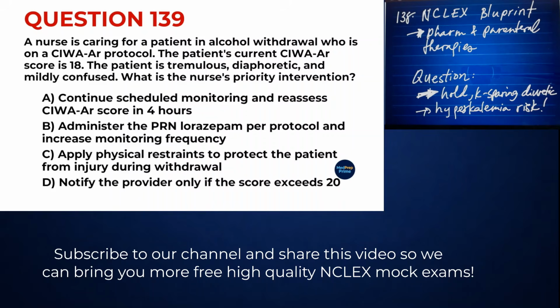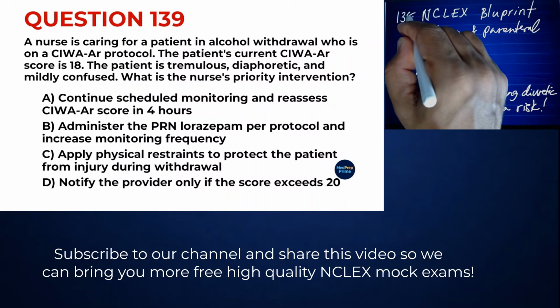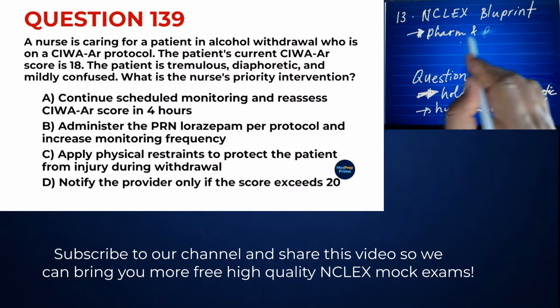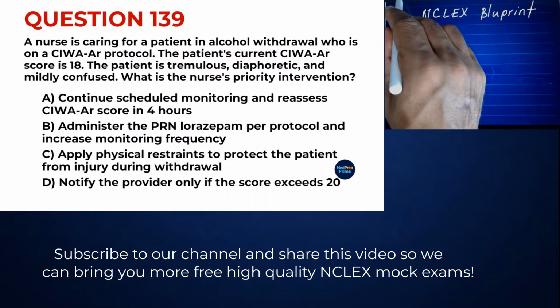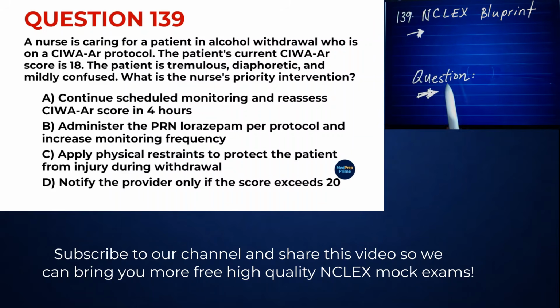A nurse is caring for a patient in alcohol withdrawal who is on a CIWA-R protocol. The patient's current CIWA-R score is 18. The patient is tremulous, diaphoretic, and mildly confused. What is the nurse's priority intervention?